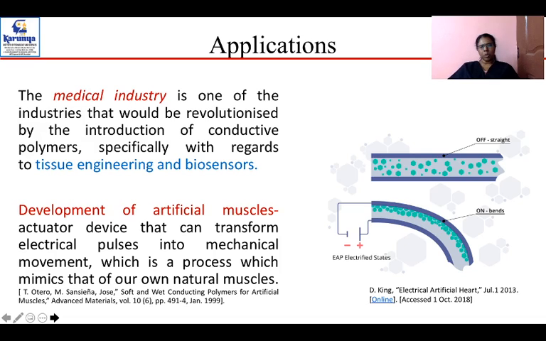So this is a device you could see when you switch on and off. I mean, you apply the electrical signal and you leave it off. When it is in off condition, it is straight. When you apply the electrical signal, it bends. So it is like our natural muscle. It gives the movement, mechanical movement by application of electrical pulses. And this is also possible by using conducting polymers.